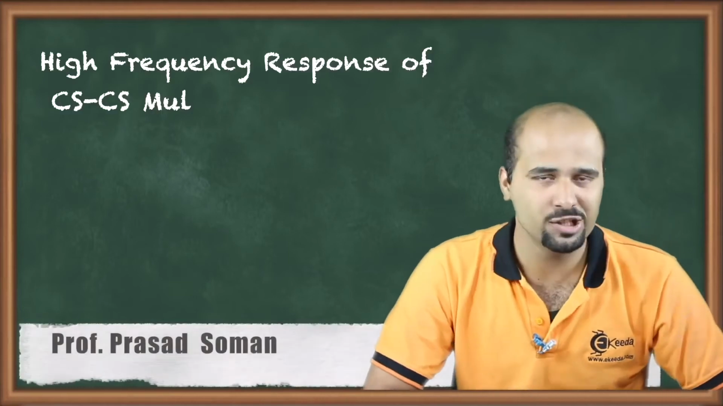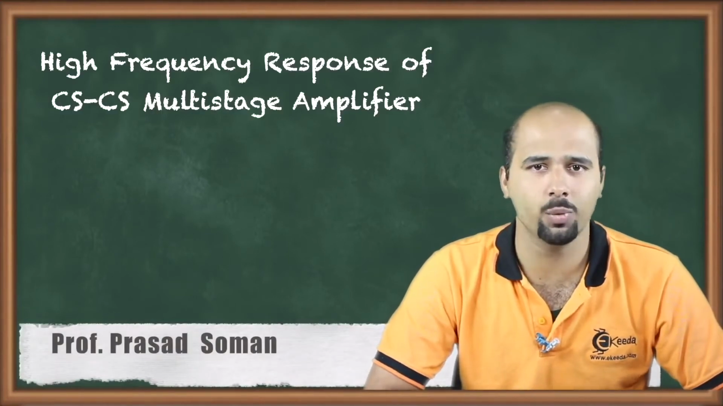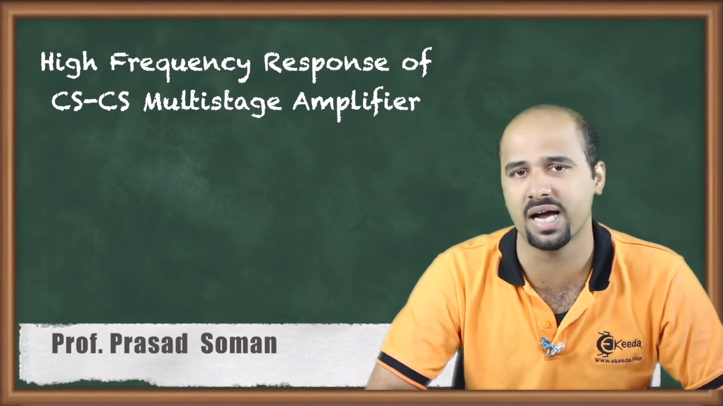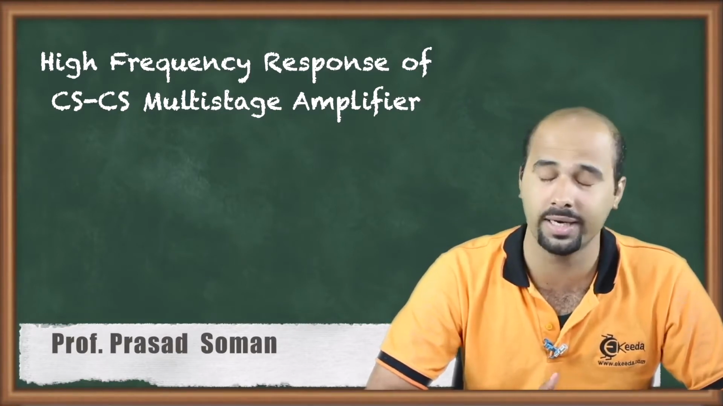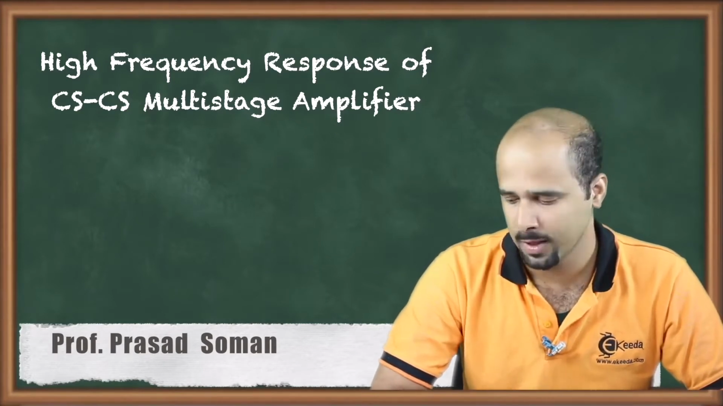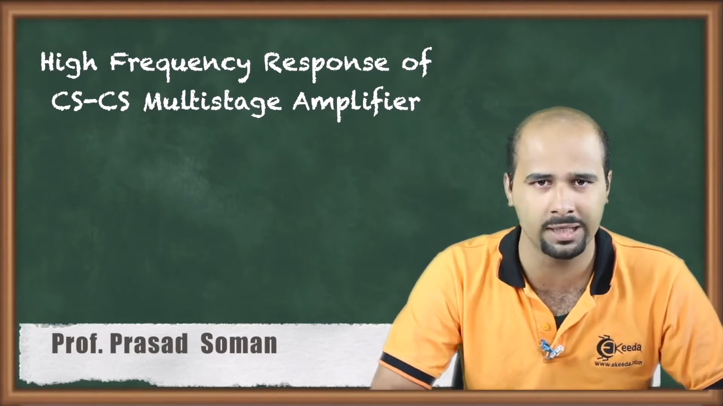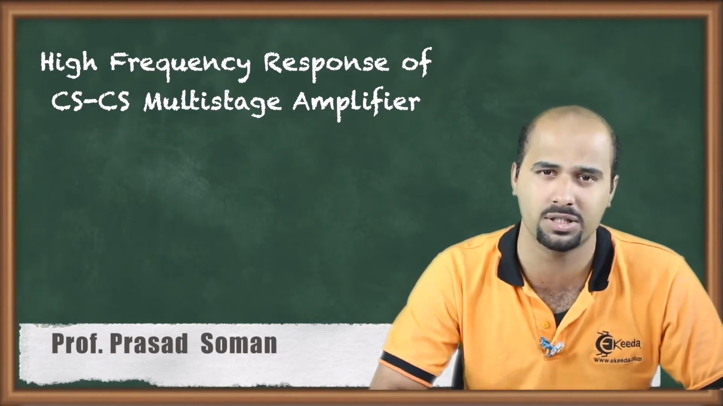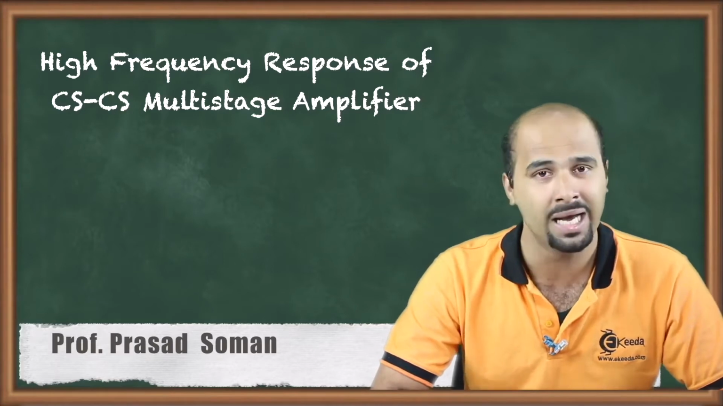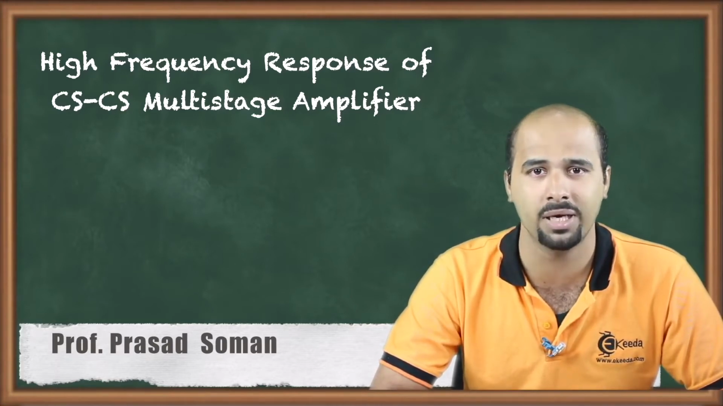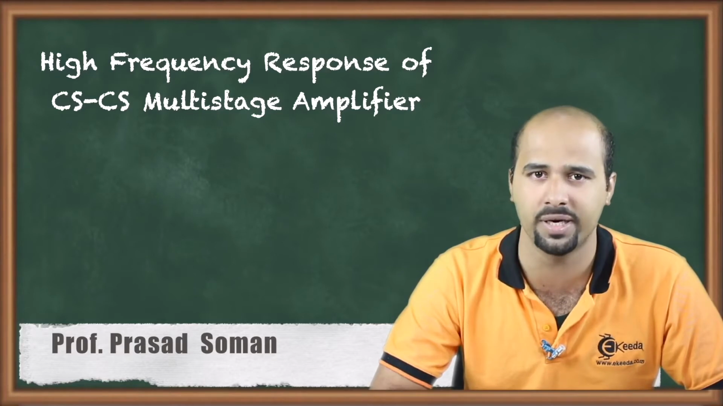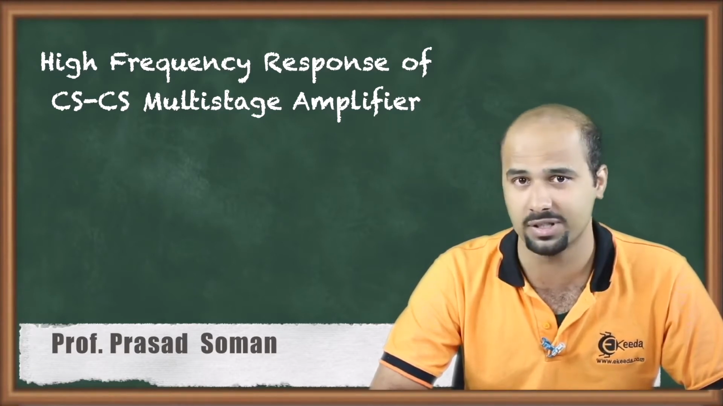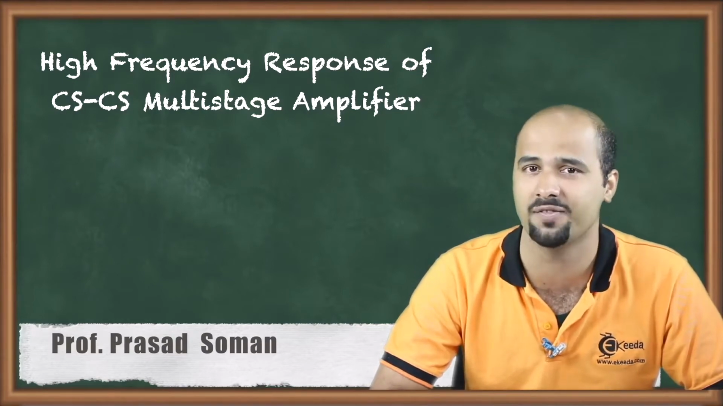Hello guys, in this video we will learn the high frequency response of a CS-CS multi-stage amplifier. CS-CS means that I have two FETs connected one after another, so they form a cascade, which gives a two-stage amplifier that improves your gain. At the same time, since I'm using FETs, I am improving the input impedance at the input of the first stage. So let's start with the circuitry, with the analysis on the high frequency side.